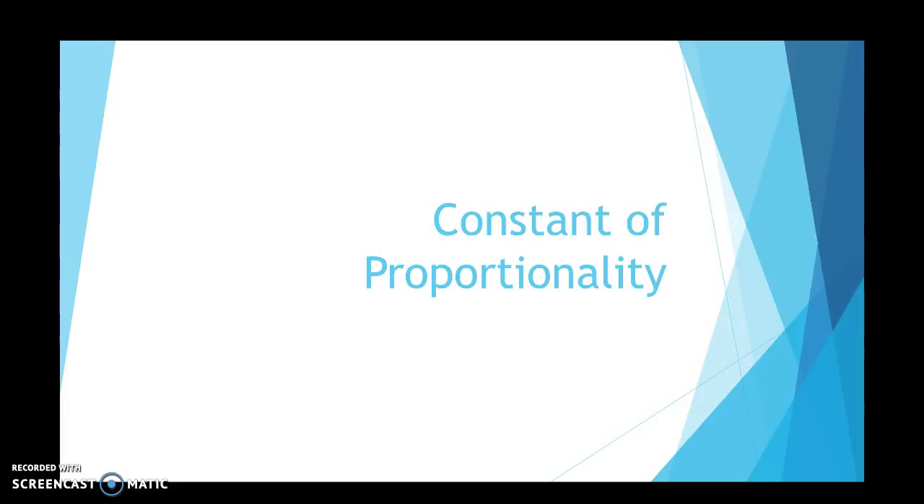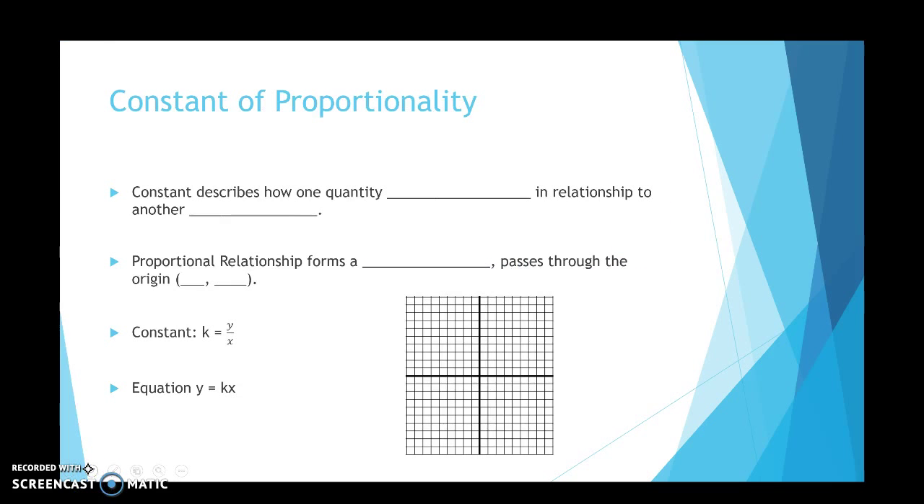So now it's time to go back and review constant of proportionality. Constant describes how one quantity changes in relationship to another quantity. A proportional relationship forms a straight line and it passes through the origin, which is 0, 0.